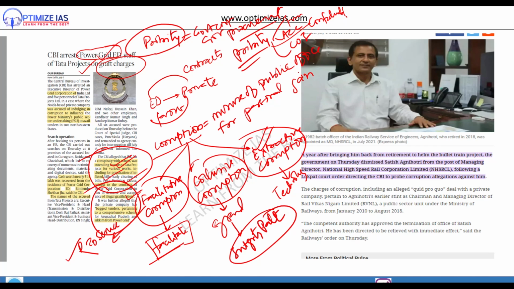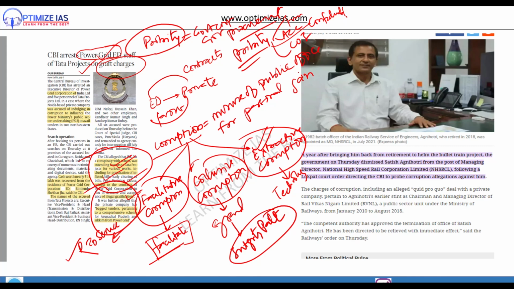Okay, so we need to bring probity in government's processes, particularly at the top, where we are procuring huge amounts of goods and services, crores and crores worth, and we are giving huge contracts. So there needs to be probity. Okay, so these two topics are there in our syllabus: probity and corruption. So this is linked to the current affairs which came yesterday.